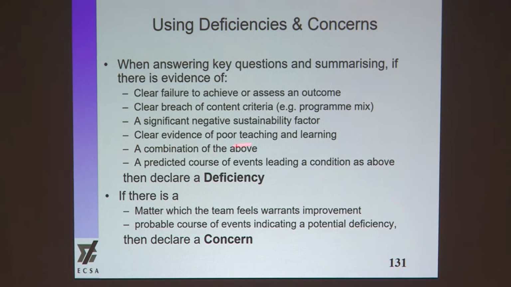Clear evidence of poor teaching and learning, or negative sustainability. Here you're starting to lose staff, not being replaced. We've got one now, and they don't even have a recruitment program on the go, or accommodation. And then a predicted course. A deficiency is a matter of team first improvement or probable cause of events leading to a potential deficiency. So that's what those two mean.